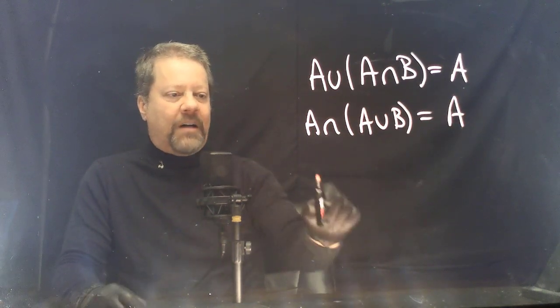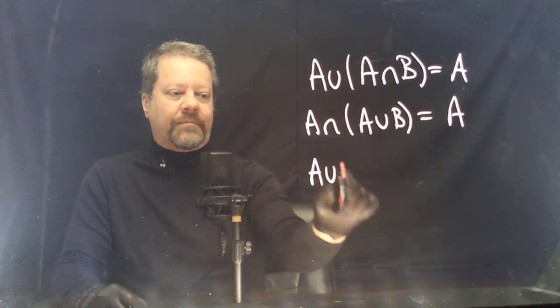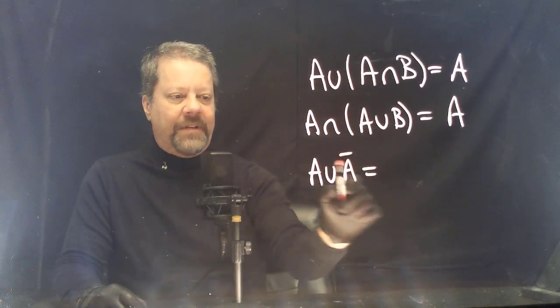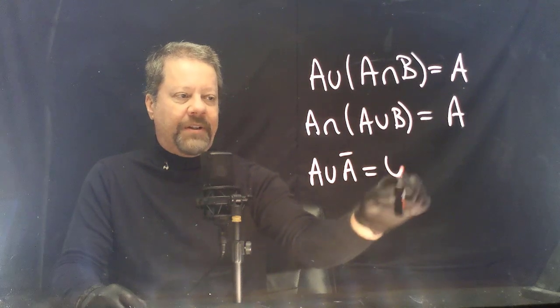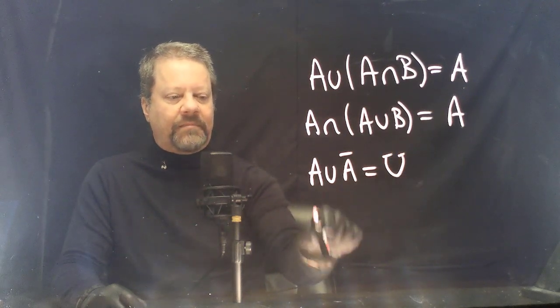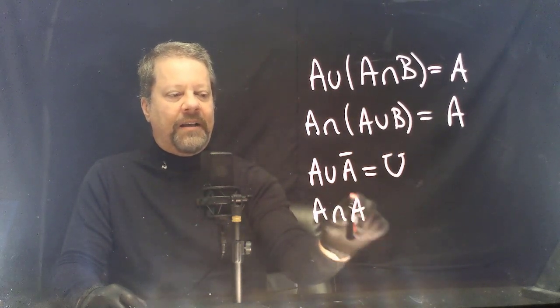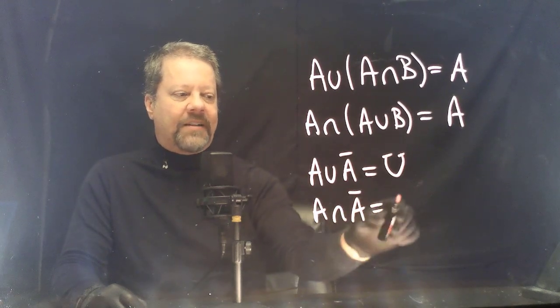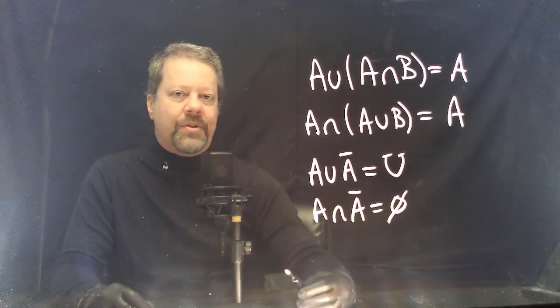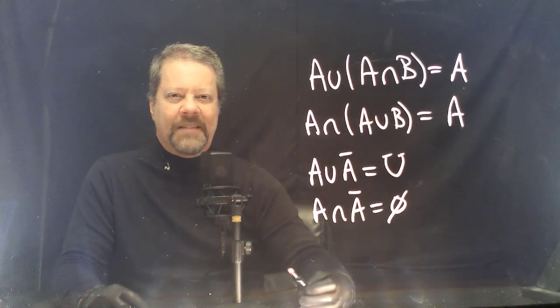Finally, we have complement laws. If you take the union of a set and its complement, you get the universal set. And if you take the intersection of a set and its complement, there's no overlap, they're disjoint, and so the intersection is empty.